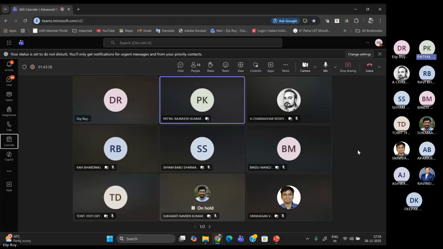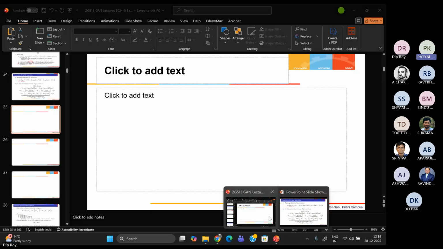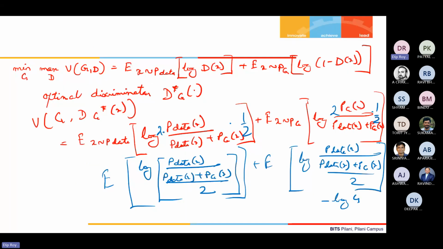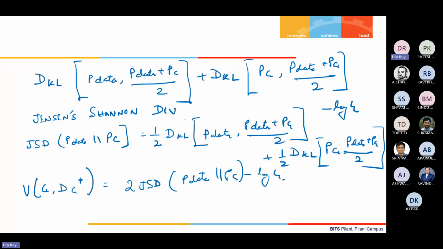Sir, why have we only divided by 2? Is there any reason, or can we take any number for that? Which one are you talking about? Can you tell me? When we were deriving, we took 2, yes, because of the fact that the formula for JSD is this.